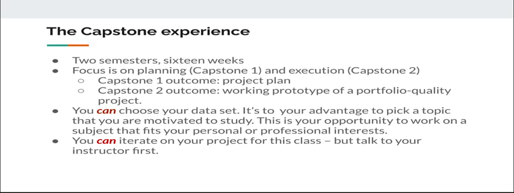Unlike other MICA courses, it's divided into two semesters or terms over 16 weeks. So, Capstone 1 and Capstone 2. Capstone 1 focuses on planning for your final capstone project in the program. So its outcome is a project plan, something like the brief that you did for this class, but a little more involved and with a little more detail. Capstone 2 focuses on execution of that project plan, and the outcome is a working prototype of a portfolio quality project.